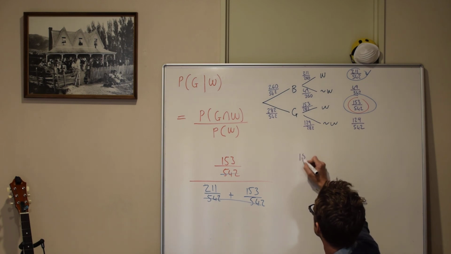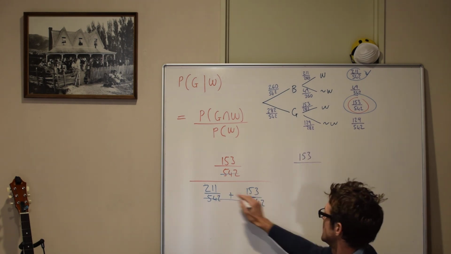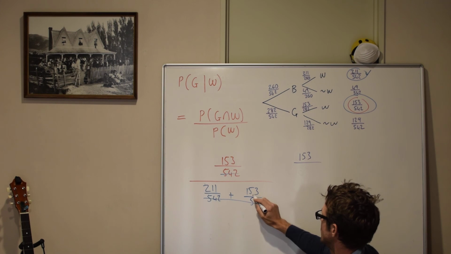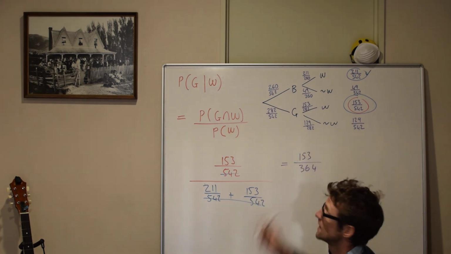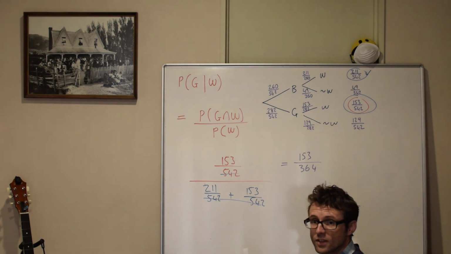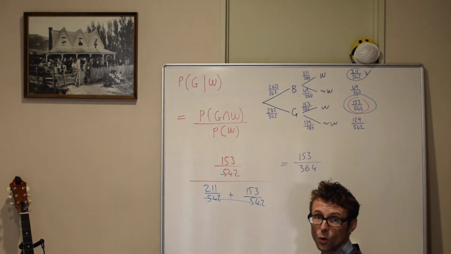153 over, what are these? 211, 311, 364. So that is the probability that we select a girl given that we've selected the walkers.